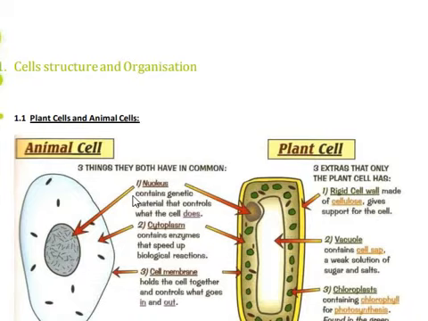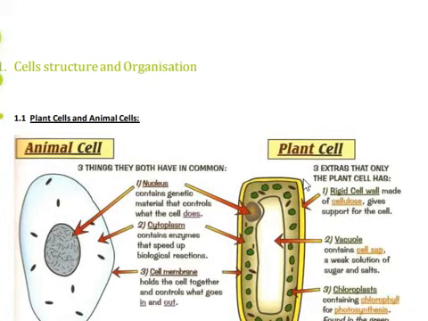Now if we look at the structure of the cell, we start with an animal cell. The simple animal cell is made up of three main structures. We have the cell membrane, we have the cytoplasm, which is the space here, as well as the nucleus, this thing here. That is what is called the nucleus.